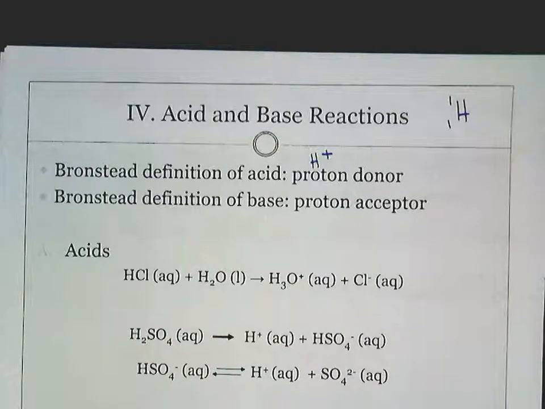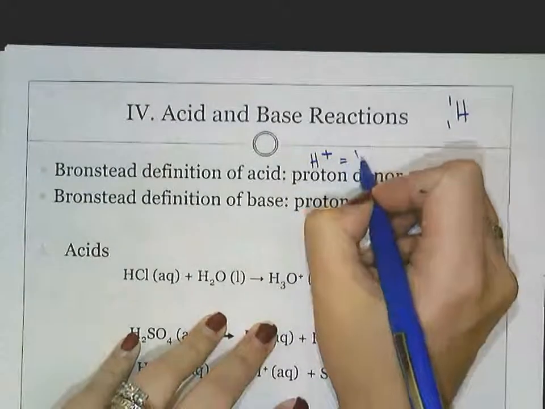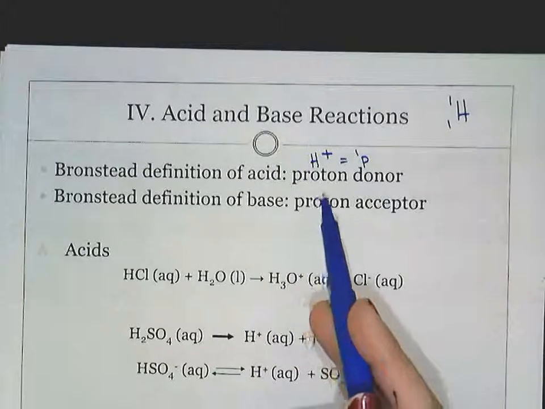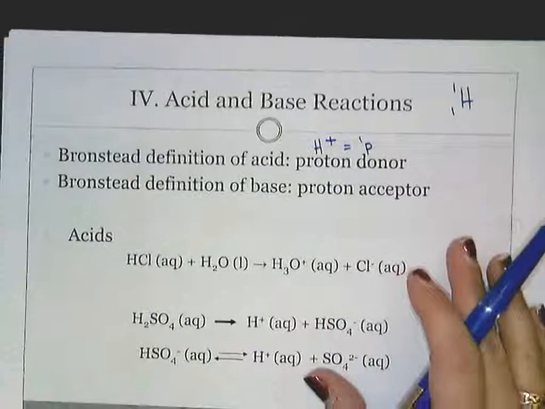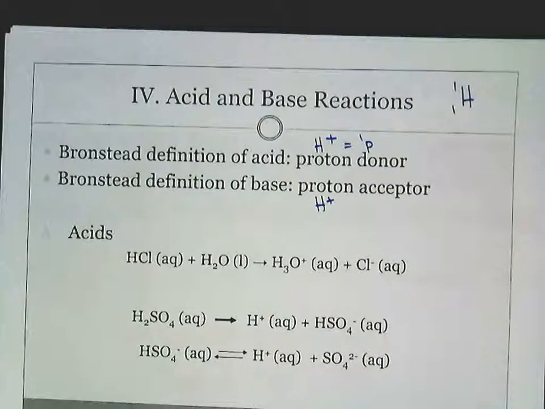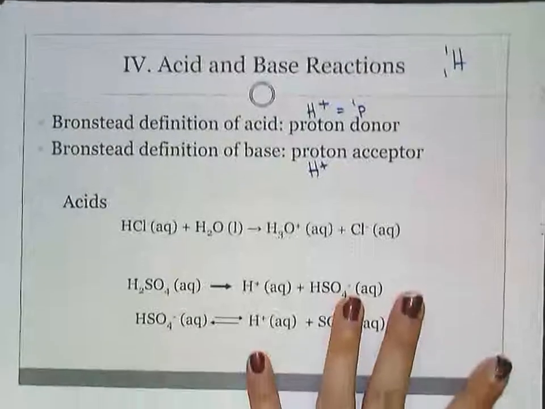But H+ means I could write this the same as that guy, like we did way back in chapter 7, 8. It's just a proton. All right, so an acid is something that's able to donate a proton, and a base is something that is willing to accept a proton. So let's look at some examples of reactions.